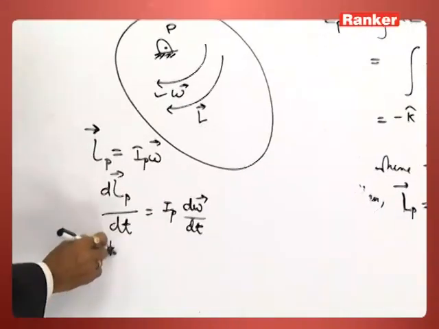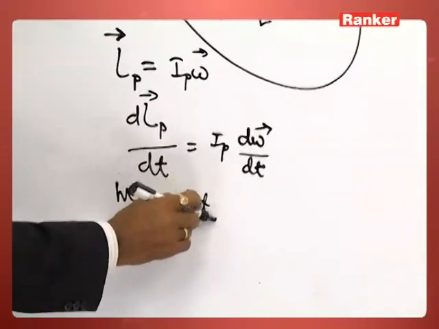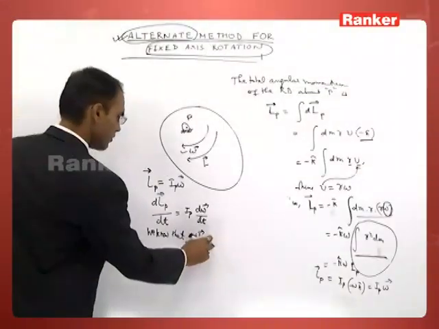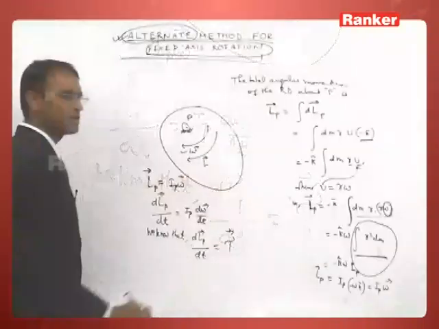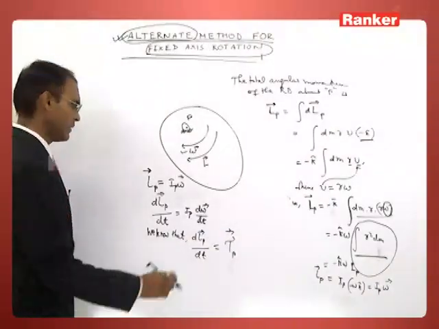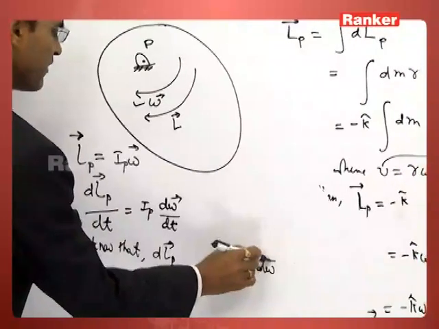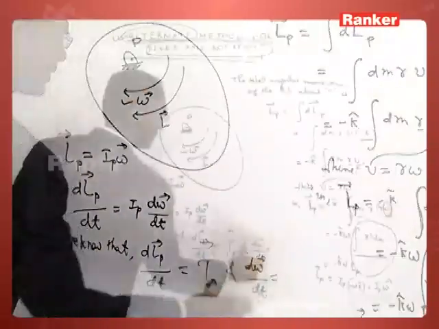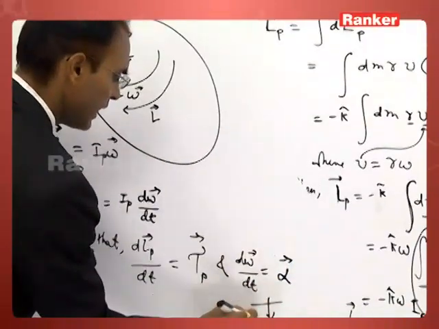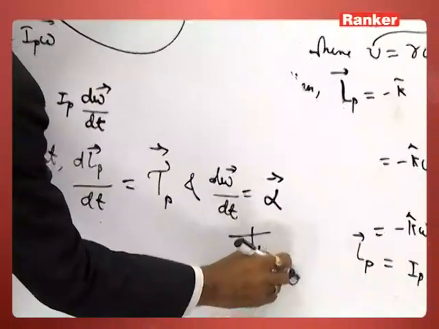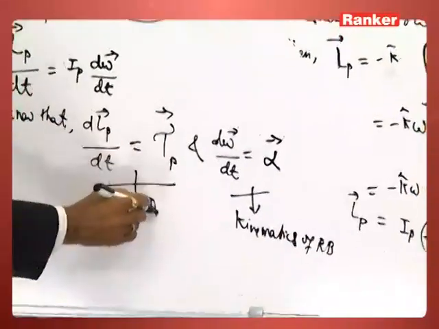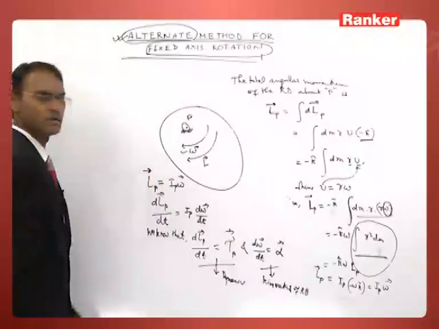We know that the rate of change of angular momentum about any point is equal to the net torque experienced by the rigid body about that point, and the rate of change of angular velocity is equal to angular acceleration. This is the kinematics of rigid body. This is the dynamics part of the rigid body.